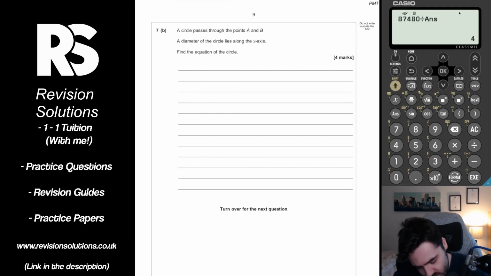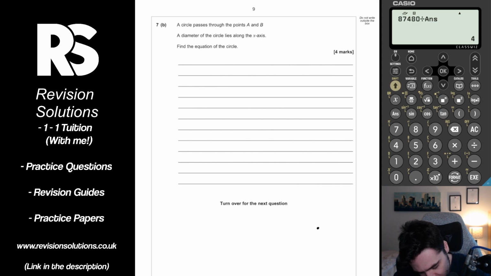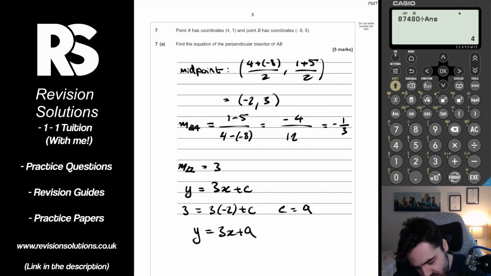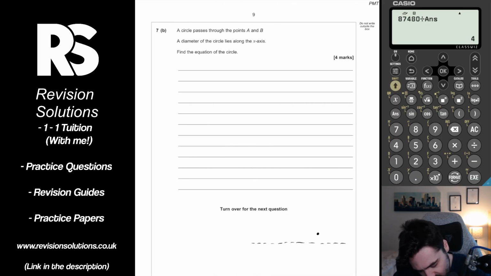Let's say 4, 1 lives here. So, and let's say the x-axis is here. And then we've got the point minus 8, 5. That's going to be over here somewhere. And it says the x-axis is a diameter, so it's going to have to look something like this.